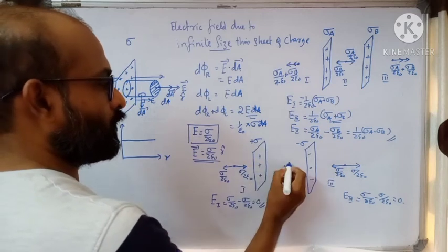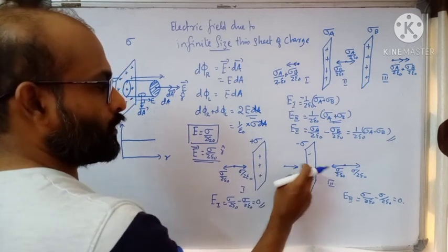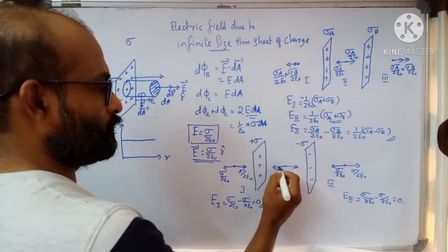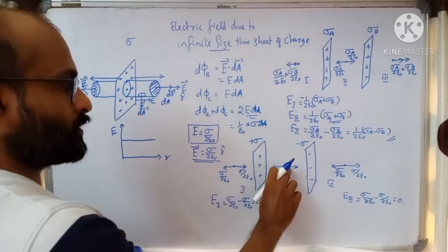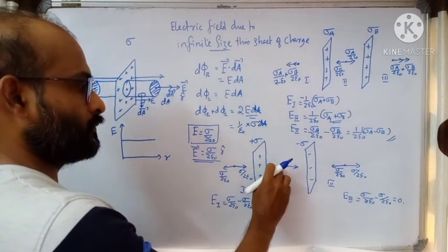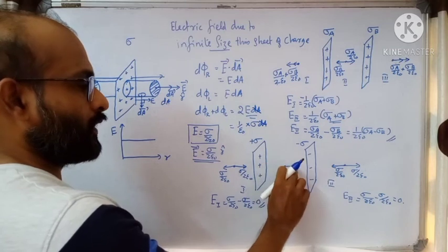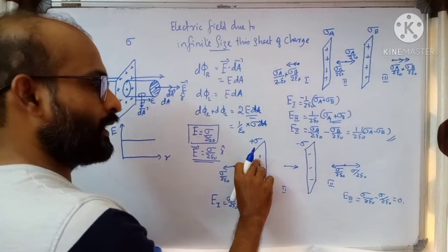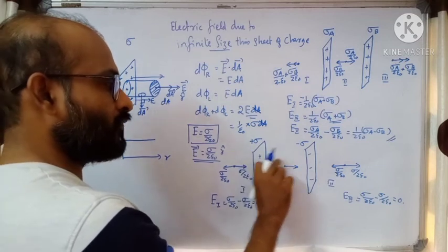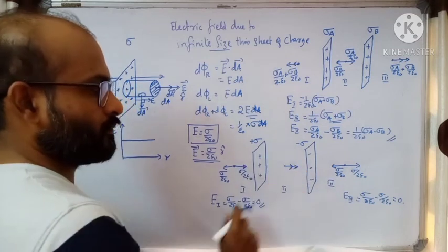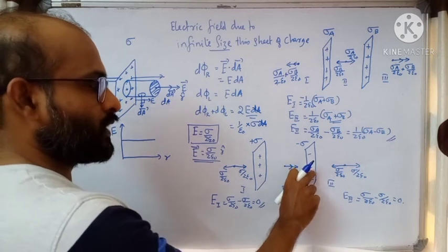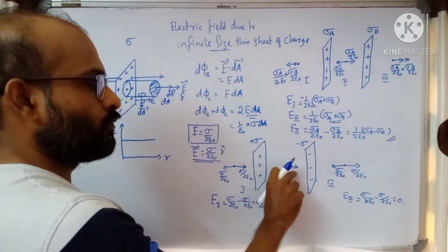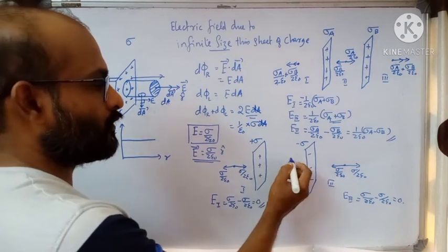Now come back to region 2. The positively charged sheet will produce a field away from the sheet, in this direction. The negatively charged sheet will produce a field towards the sheet. So this will be the direction. One field is towards the sheet and the other is away from the sheet, so both fields are in the same direction.